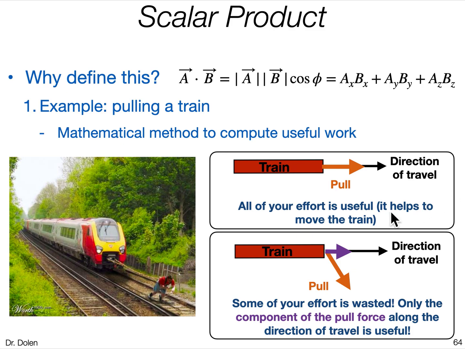Whereas if you were going to pull at an angle, you'd have some component of your force in the direction the train was traveling along the tracks. So that purple component here would help move the train, but there's also a component of this force vector in this direction perpendicular to the train, which is wasted work, right? That force is not doing anything useful, right? So the scalar product would help us to calculate this component of the force, which is doing the useful work, okay?